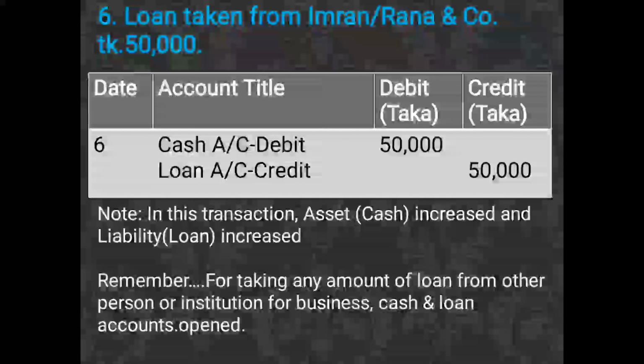In this transaction, asset, that is cash, increased and liability, that is loan, increased. Remember, for taking any amount of loan from other person or institution for business, cash and loan accounts are opened.